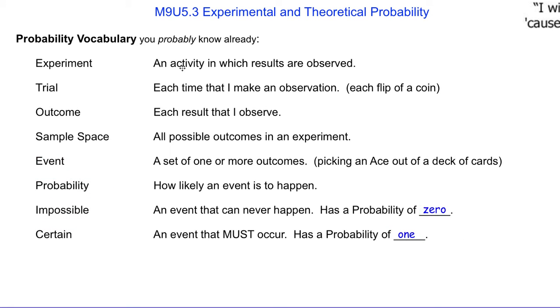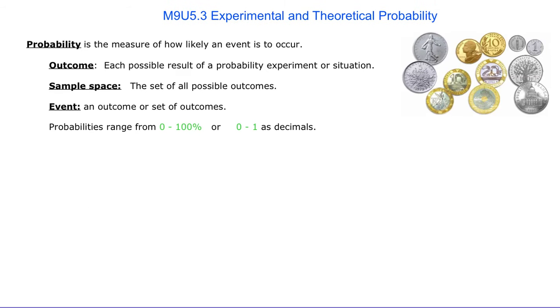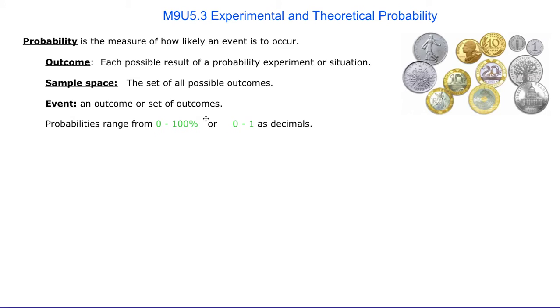But basically, an experiment is where an activity or something is being observed. A trial is each time we make that observation, like a coin flip. An outcome is the result. We'll get into sample space, and we'll talk a little bit more about that. But we also have impossible events that can't happen: zero probability, a probability of 0. Certain events have to happen: probability of 1. These are the basic definitions that I'd like you to know. So jot these in your notes.